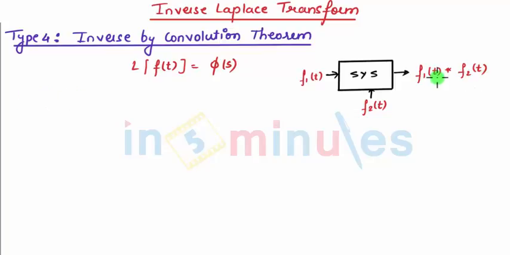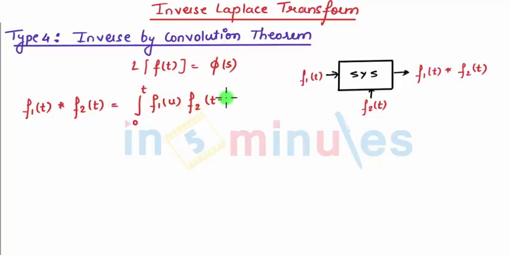Convolution is defined by an asterisk sign between two functions. So when I say f1 of t convolve with f2 of t, that is equal to the integral from 0 to t of f1 of u times f2 of t minus u du. So that's my definition of convolution.